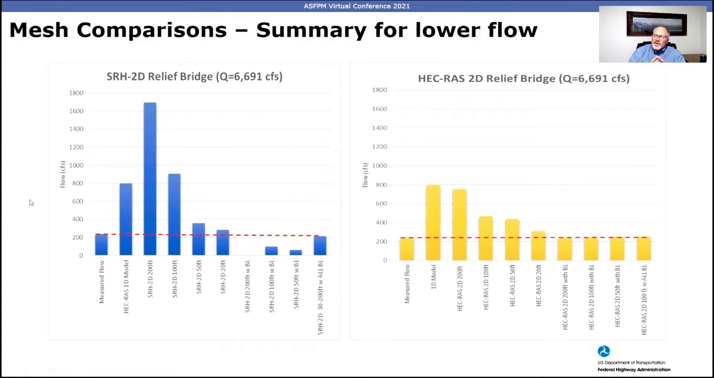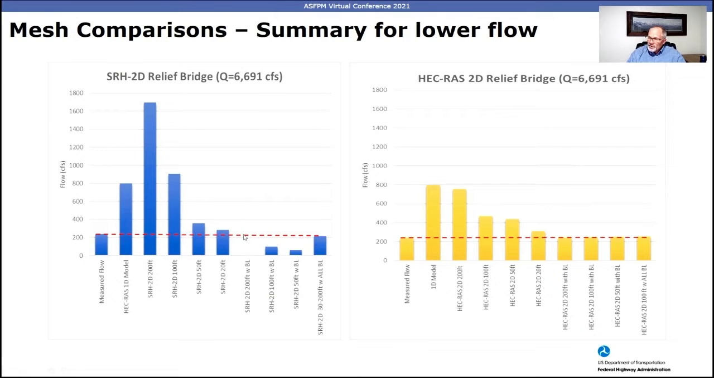Now this is a summary for all of those scenarios at just the low flow. The low flow really was the best at clearly highlighting these trends. So you can see the plot on the left for SRH2D. You can see really poor performance at the 200-foot mesh size. As you drop down to 220, it's good. And then there's a similar trend for HEC-RAS, but not nearly as bad as SRH2D for the large elements.